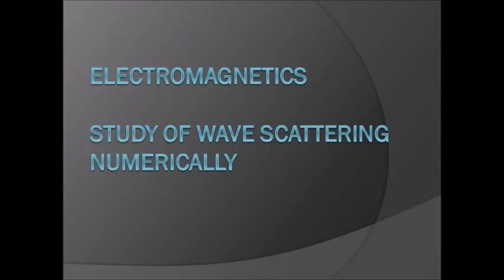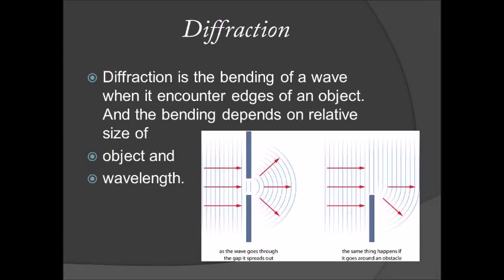This video shows the simulation for studying wave scattering numerically using MEP. Diffraction is slight bending of wave when it passes around an object. Diffraction depends upon the relative size of the object and wavelength, and is dominant when they are of the same order.